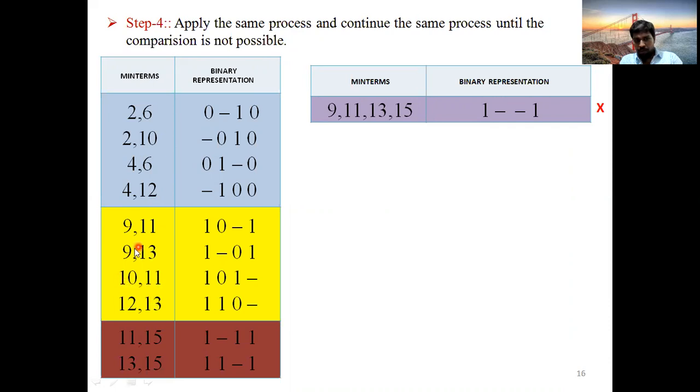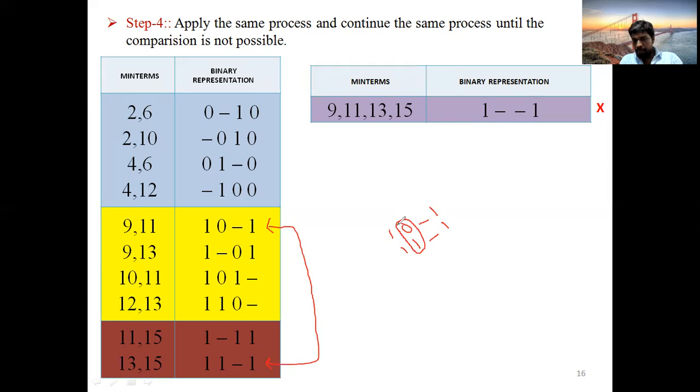Now verify group number 2 with group number 3. Then you will get only one common, that is 9, 11 compared with 13, 15. When you compare 9, 11 with 13, 15, what is the answer of 9, 11? 1, 0, dash, 1. What is the answer of 13, 15? 1, dash, 1. So you find only this position is varying.